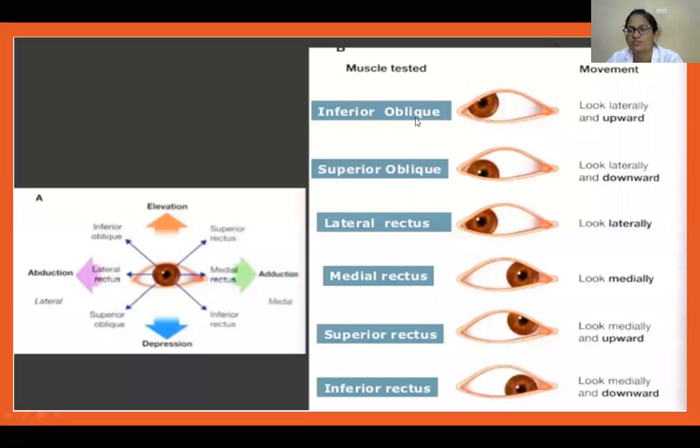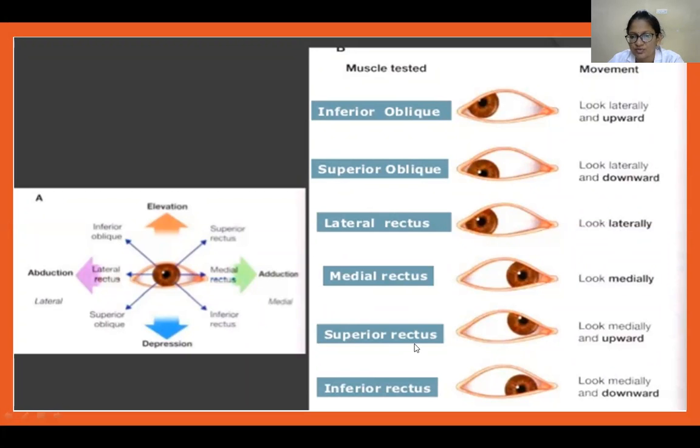Next, these are the muscles which produce the movements. The inferior oblique muscle is helpful in the upward lateral movement of the eyeball, whereas the superior oblique muscle is helpful in the lateral downward movement of the eyeball. The lateral rectus is useful for lateral rotation, whereas the medial rectus is useful for medial rotation of the eyeball.